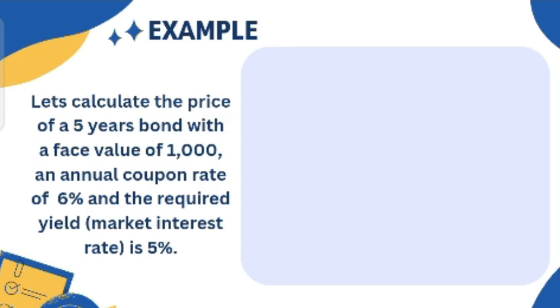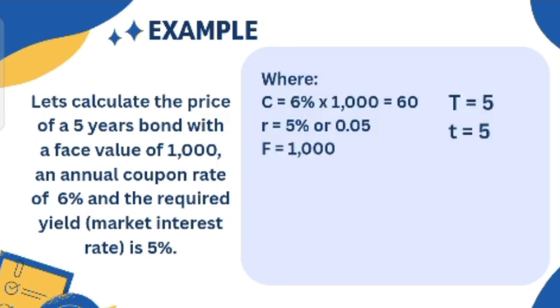Okay, let's take an example for the bond pricing. Let's calculate the price of a 5 year bond with a face value of 1,000 and an annual coupon rate of 6%, and the required yield or market interest rate is 5%. To calculate C, we multiply 6% times 1,000, which is equal to 60. That is our C. And r is 5% or 0.05, and F is 1,000, and the big letter T is 5 and the small letter t is 5.